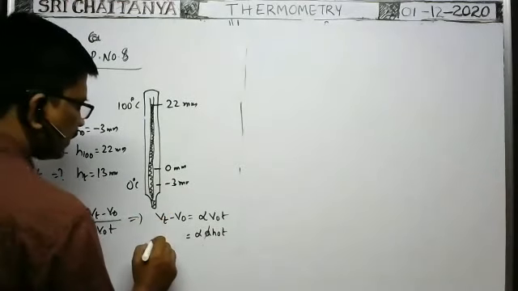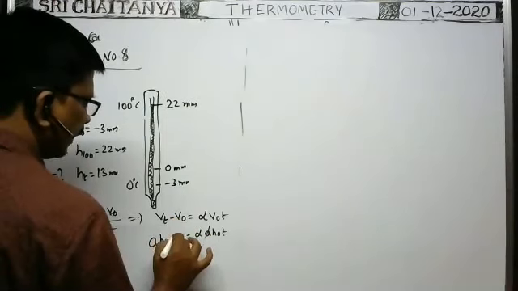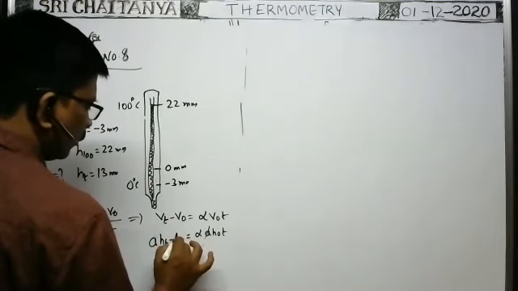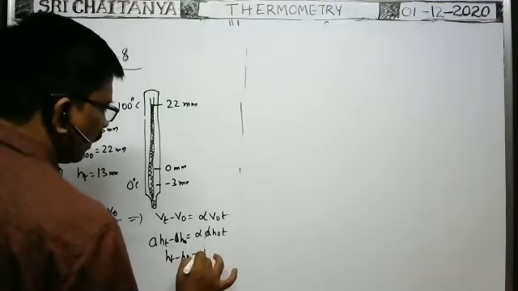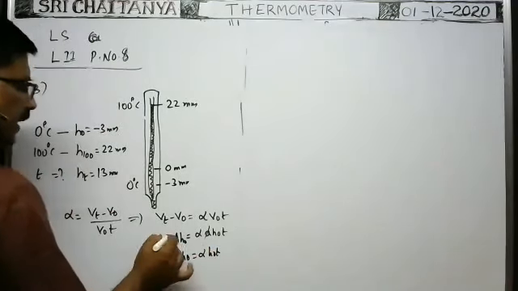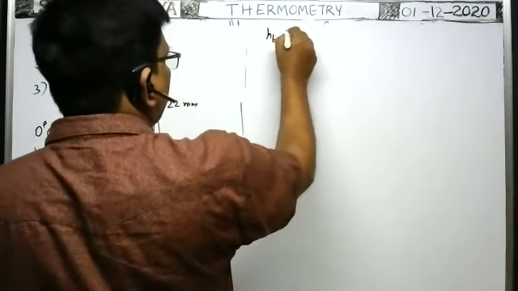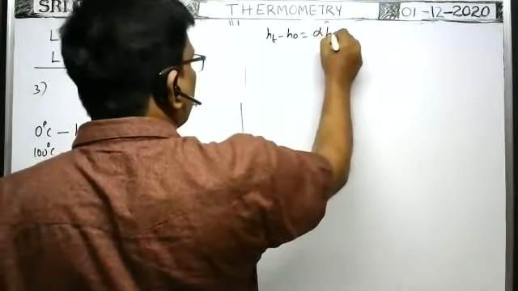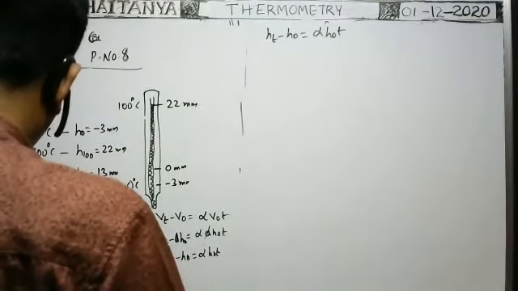At a temperature T degrees centigrade, the height of the mercury column is HT. At a temperature 0 degrees centigrade, the height is say H naught. So A into H naught is equal to this one. So HT minus H naught is equal to alpha H naught into T, because A is taken common and cancels out. Now based on this formula, we have to substitute the data.